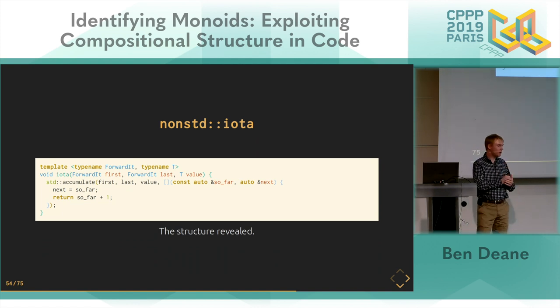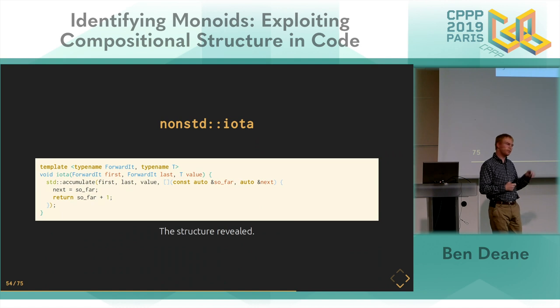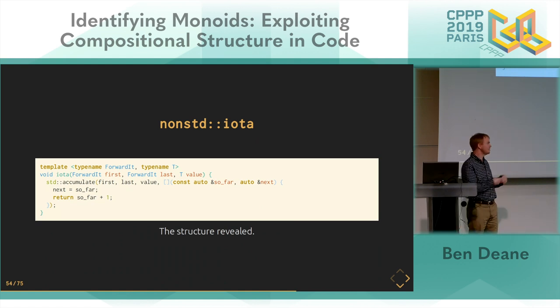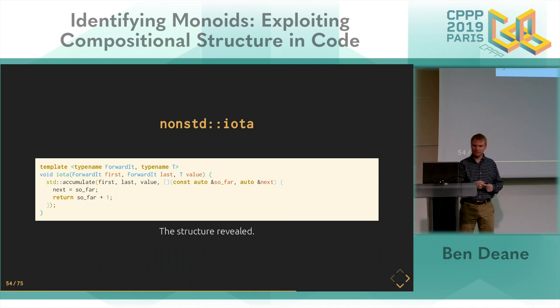So I've replaced the guts of iota with accumulate. Of course, accumulate takes a function which takes two arguments. So the first argument is the accumulator, the so-far argument. And we're going to write that into next and increment it each time. So this does the same thing as iota. Now, for the language lawyers out there, accumulate is not allowed to alter the things that it gets. So this is technically undefined behavior because we're using accumulate in a way inconsistent with its conditions. But we're just doing a thought experiment right now. So the increment here is the monoidal operation in a sense.